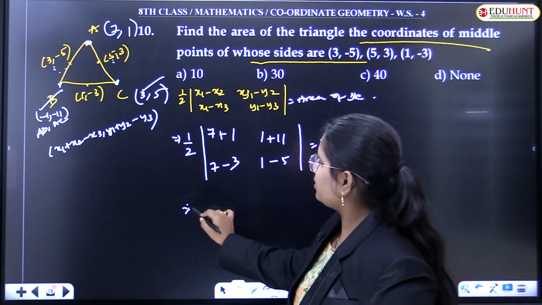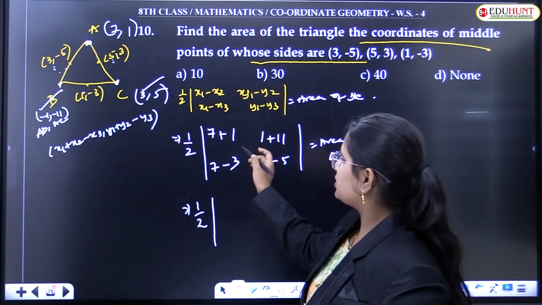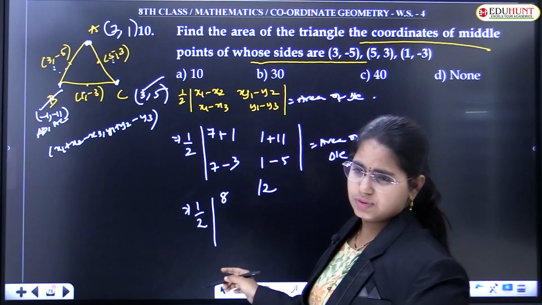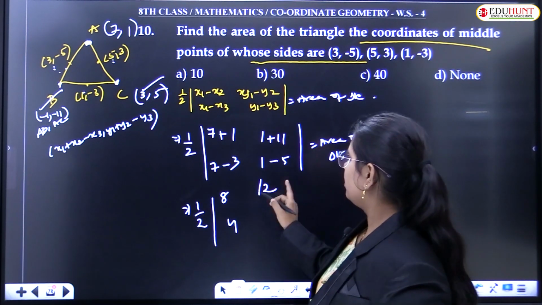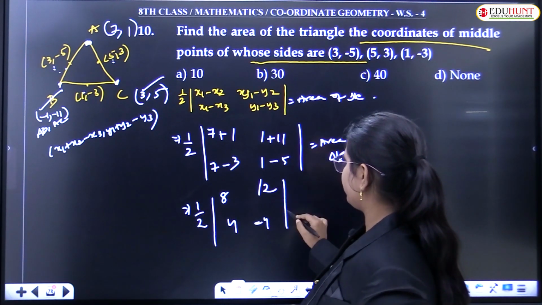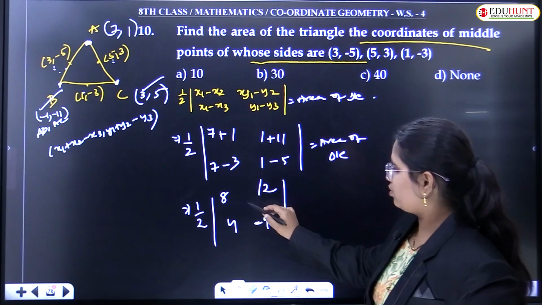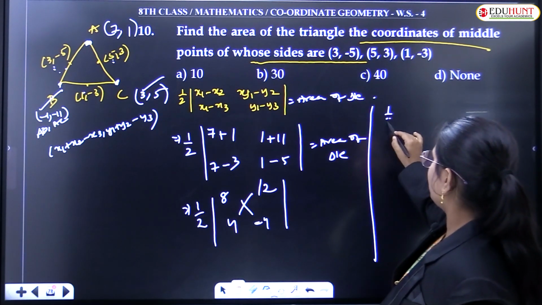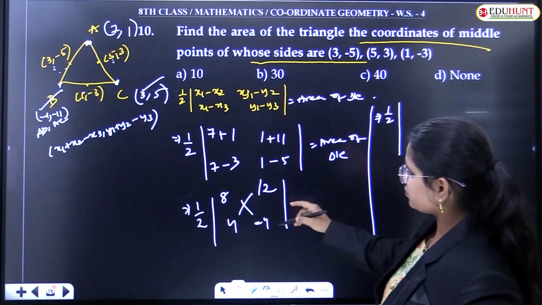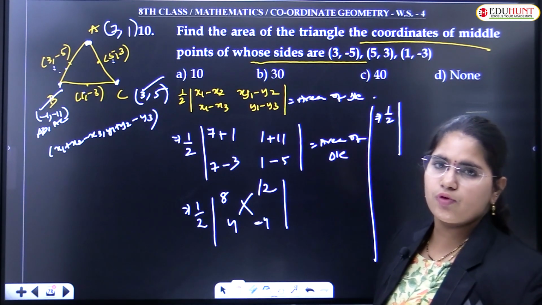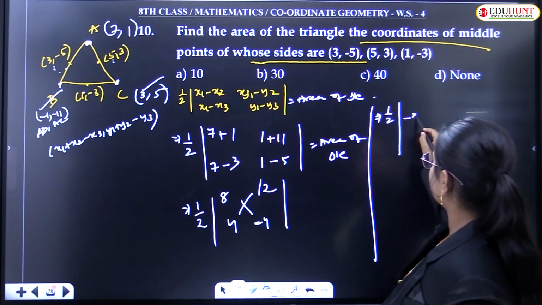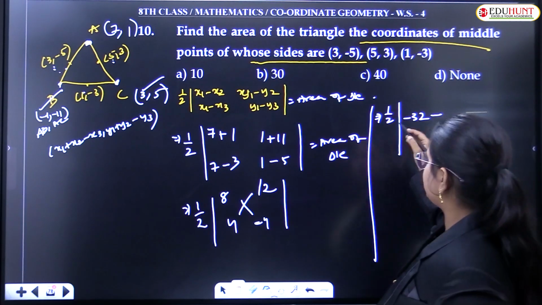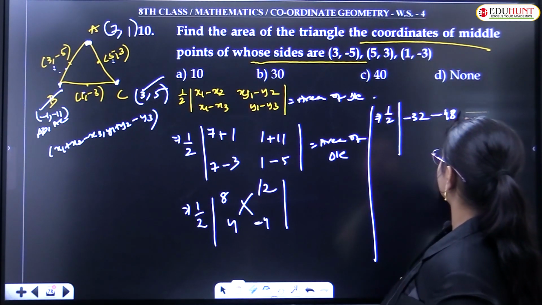So half of 7 plus 1 is 8, and this is 12. 7 minus 3 is 4. 1 minus 5 is minus 4. So just cross multiply it. Half, 8 into minus 4, which is minus 32. Correct? Minus 4 12s is 48.